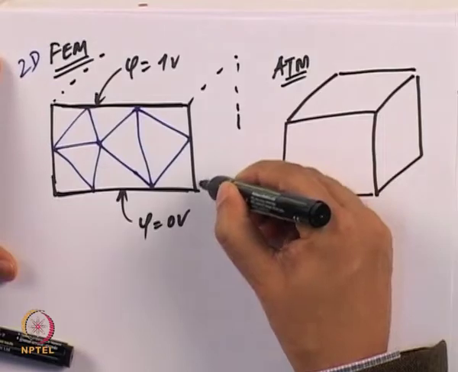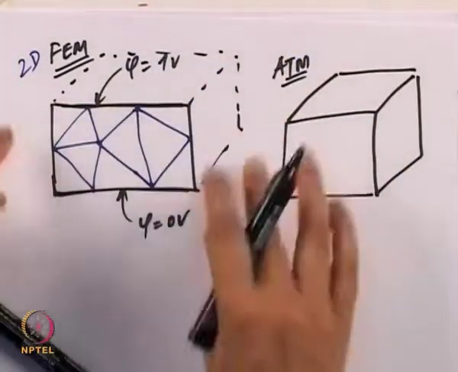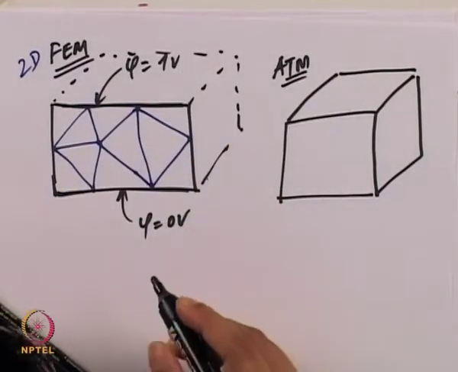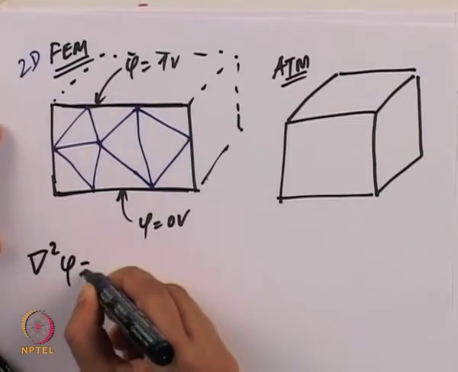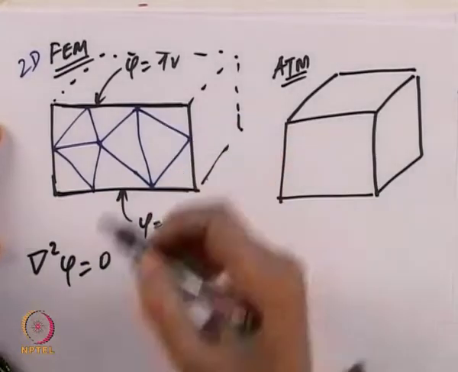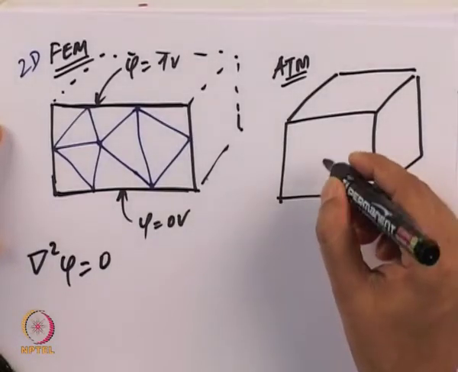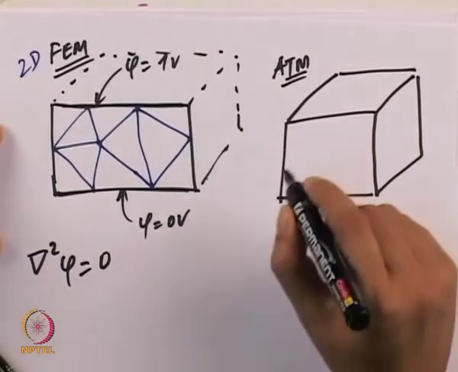Just for you to compare, this was infinitely long, but we only took a part of the cross section and solved it in the FEM method. So this was basically a Laplace equation that we solved with certain boundary conditions that we enforced. But in the case of the algebraic topological method, our discretization is going to be tetrahedral.